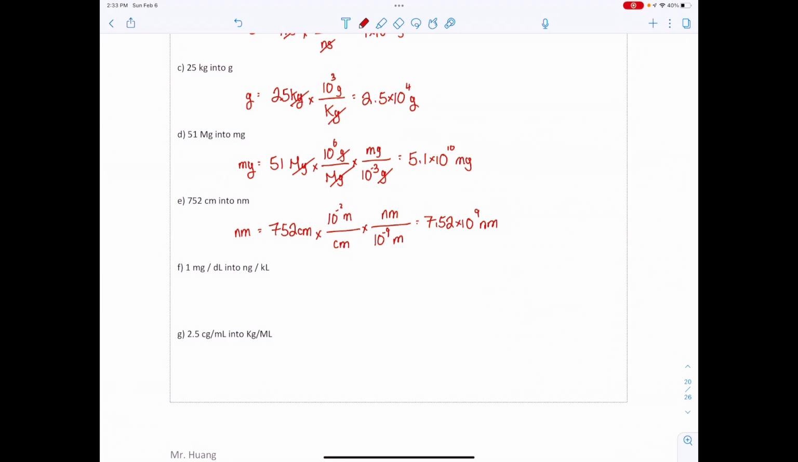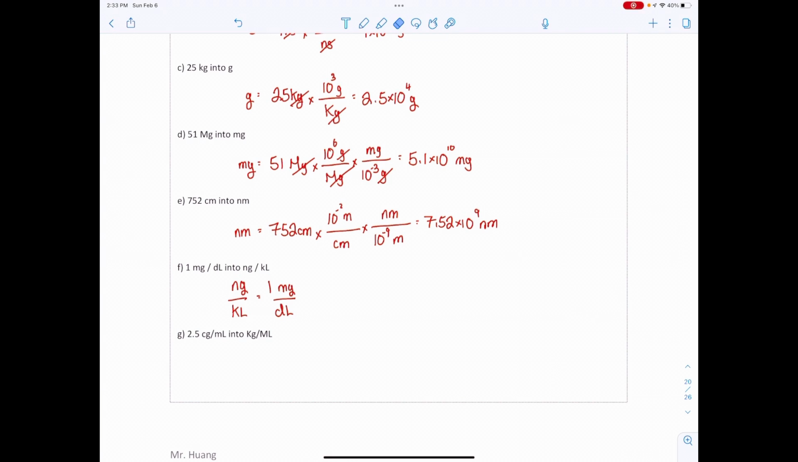Next one here. Oh, this sounds a little bit different. We have units at the top and the bottom, in the numerator and denominator. So we're trying to go into nanograms per kiloliters from 1 milligram per deciliter. Same thing here: we have units at the top and bottom, but we're going to take this one step at a time, and let's just focus on the units at the top first.